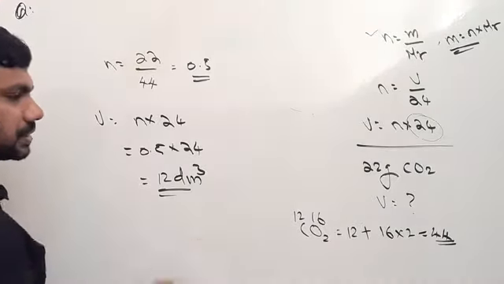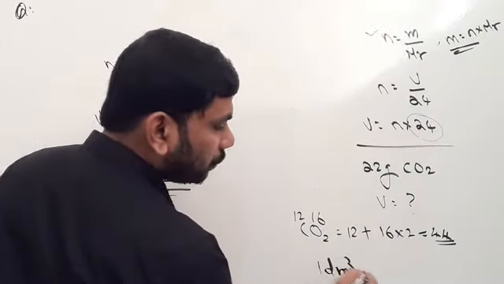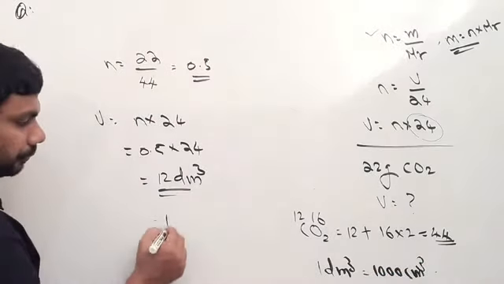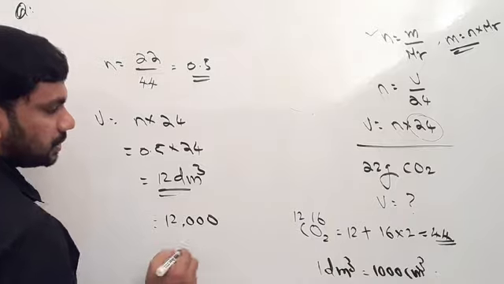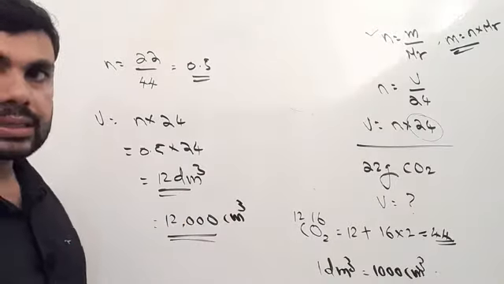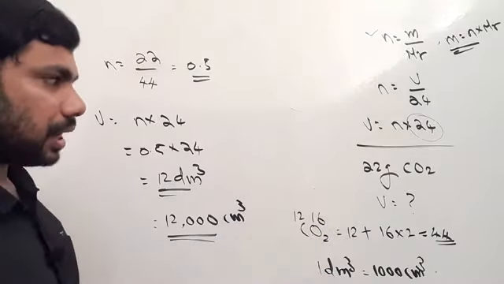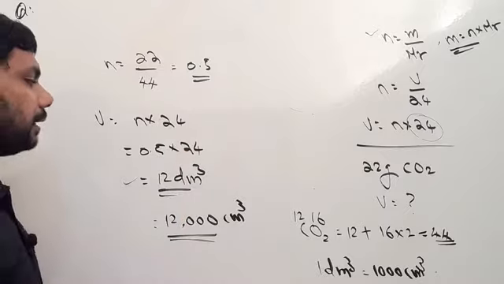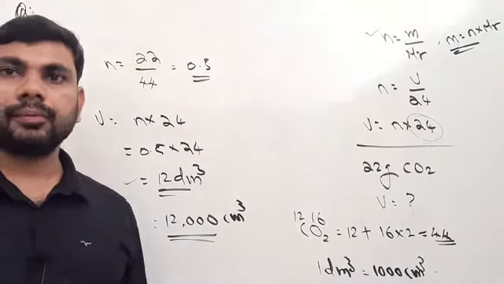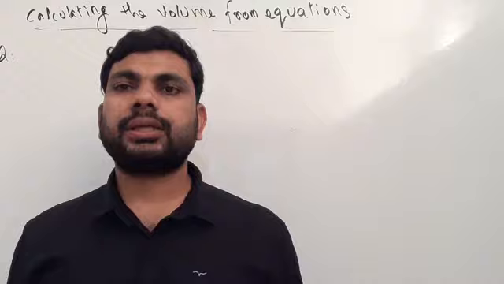You can convert this into centimeter cube. I told you before, 1 decimeter cube means 1000 centimeter cube. So here it will be 12,000 centimeter cube. So the volume of 22 gram carbon dioxide will be 12 decimeter cube or 12,000 centimeter cube. Clear?